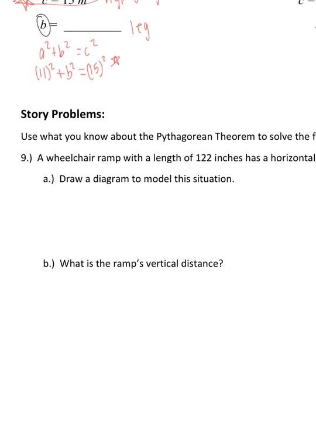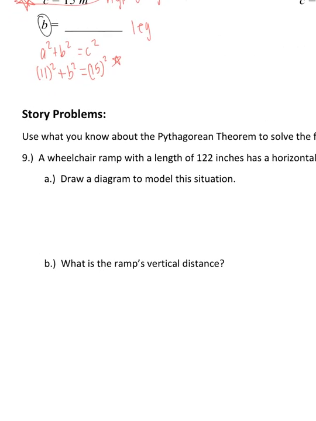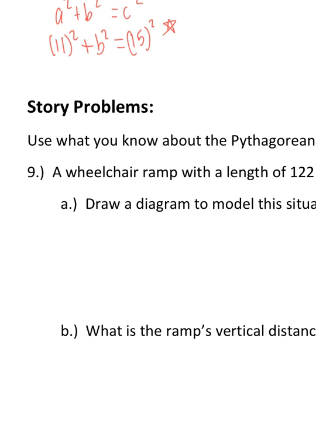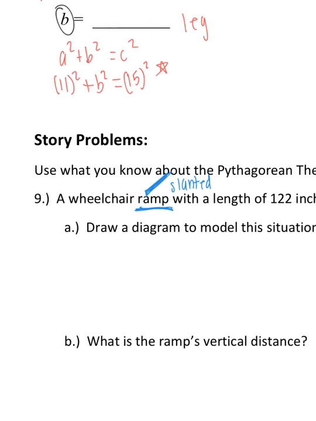That's part A. To do that, we need to understand what the situation is. So we're going to look at each word. A wheelchair ramp. When you think of a ramp, you should think of something that's at an incline. A ramp is always at an incline. So most likely that's going to be our slanted side or our hypotenuse.